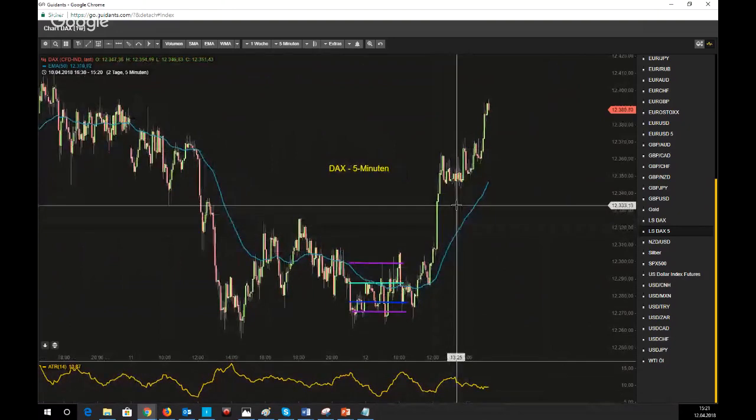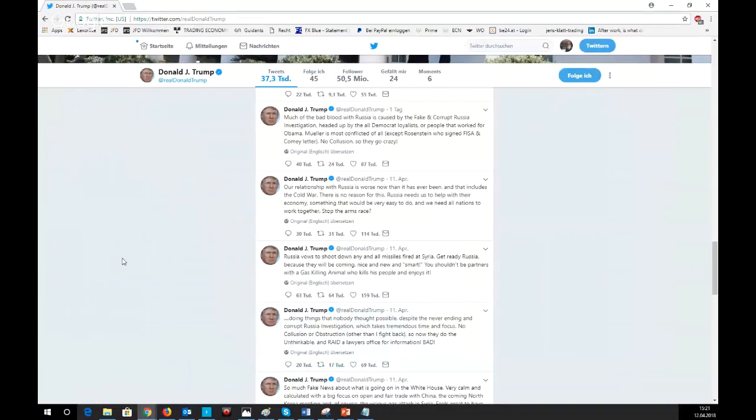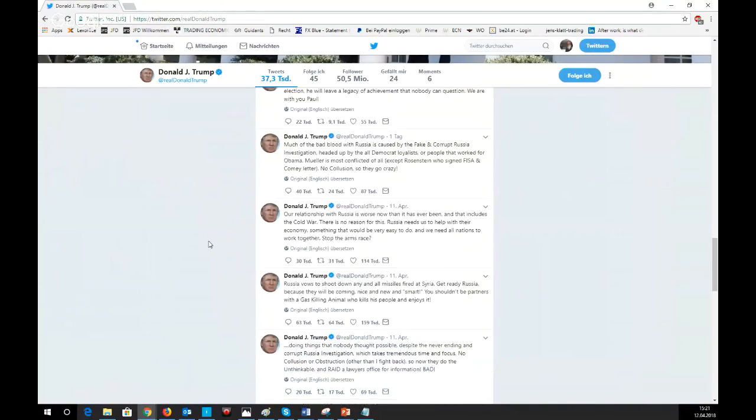driver for this push higher was in fact another tweet by Trump, which is showing some signs of de-escalation. What did Trump tweet in the morning?